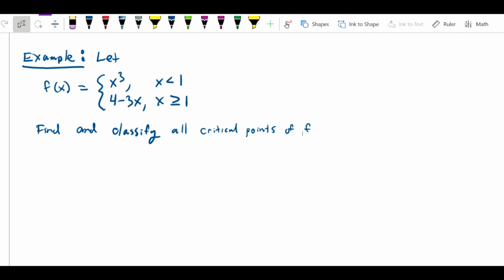So I want to do a problem that just involves a slightly more complicated function than the one we used in the past, just to demonstrate different types of critical points. So the problem here is to find and classify all critical points of f, where f is defined in this piecewise way that you see on the screen.